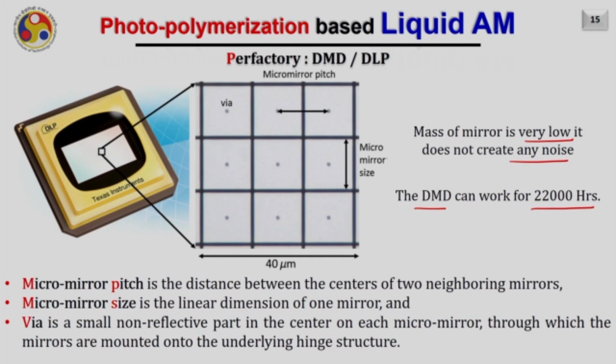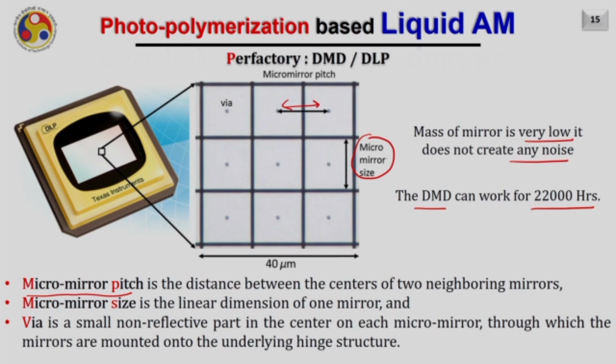The nomenclature usually used in a DMD is the micro mirror pitch. Micro mirror pitch is the distance between the centers of two neighboring mirrors, as you can see here. The linear dimension of one mirror is called the micro mirror size, as you see here. Via is the small non-reflective part at the center of each mirror through which the mirrors are mounted on the underlying hinge structure.